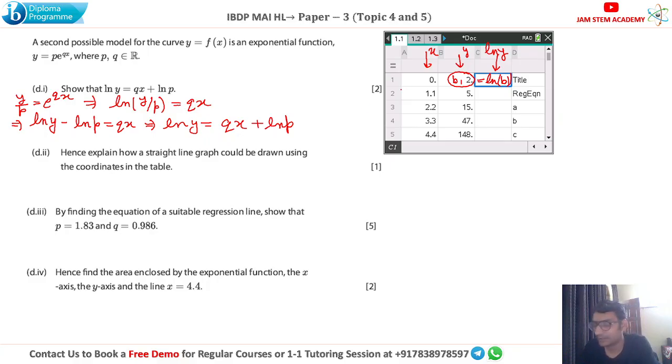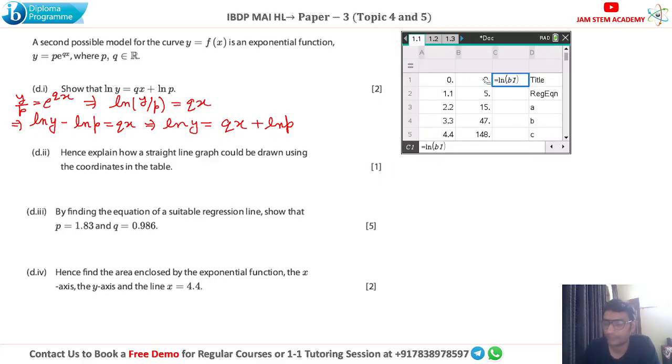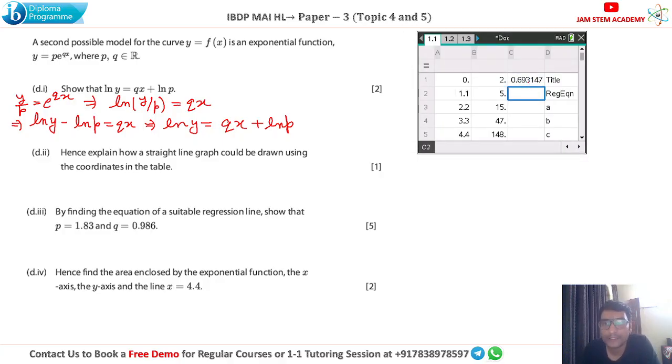Once you enter this, hit enter, you will get automatically the value of natural log of 2 over here. Enter it like this, equals natural log of B1, gives me 0.693147. Now you can drag this from here to the whole column. That gives me the next line.